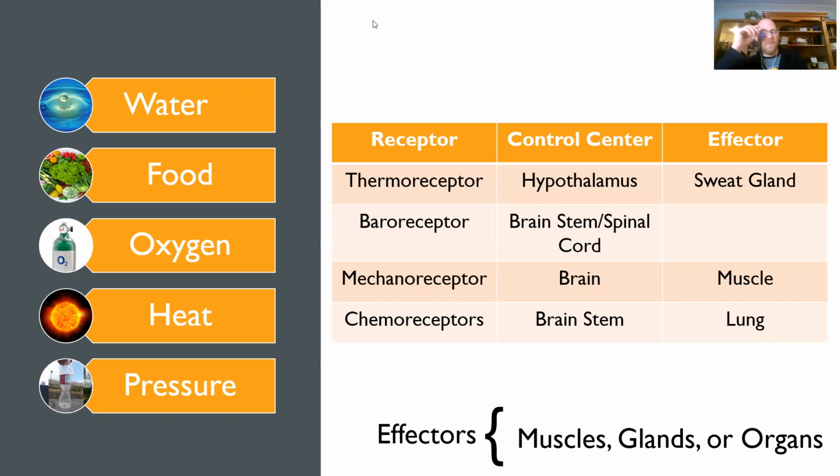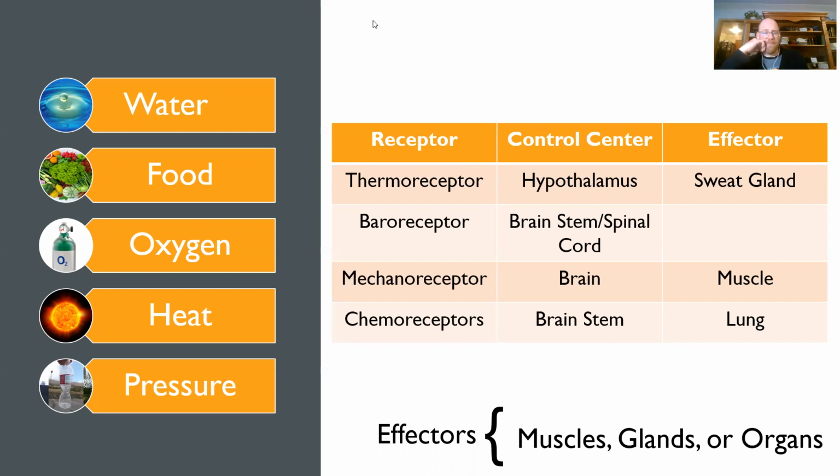Thermoreceptors, okay? These sense temperature, right? These are generally nerve endings, generally type A fibers with very, very fast conduction velocities. The control center here is the hypothalamus of the brain. Well, JK, in this example, we're actually talking about a sweat gland, which is the effector, right? Baroreceptors sense pressure. The control center there is in the brain and brainstem and spinal cord.